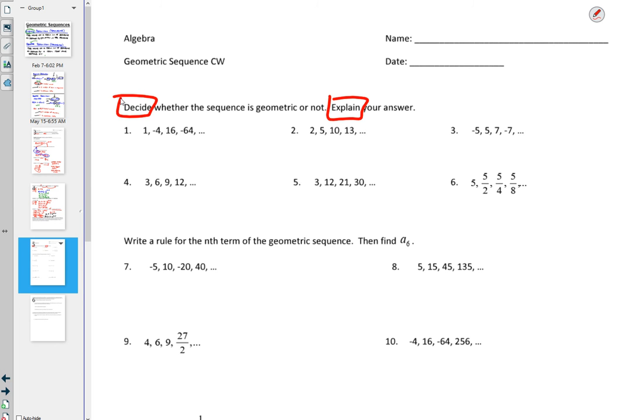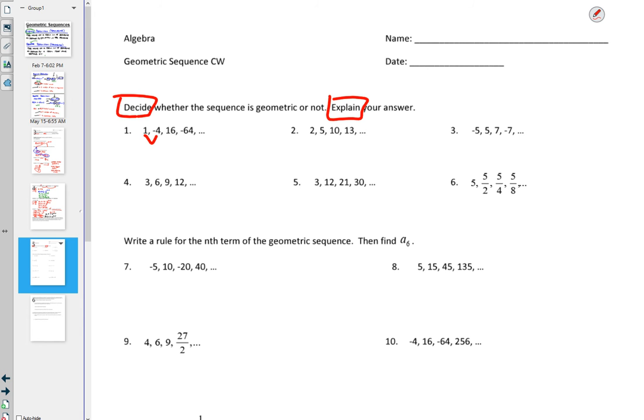So let's do the first one, right? The difference here is we have to test each one. You got to see if it's common. So negative 4 divided by 1 would have to be equal to 16 divided by negative 4 would have to be equal to negative 64 divided by 16. Do you see something happening here for the first time? The signs are changing. So if we are going to have a common ratio, it better be negative.